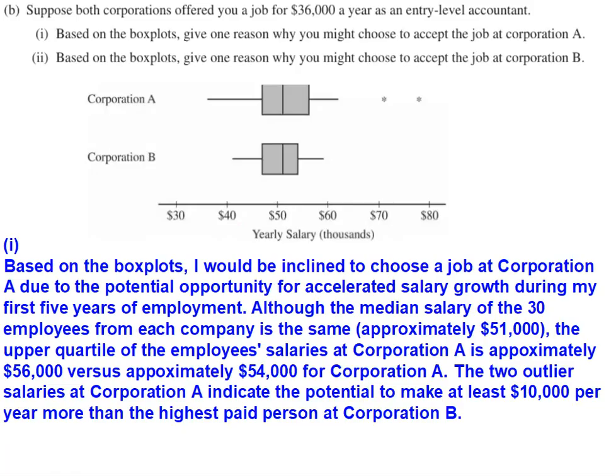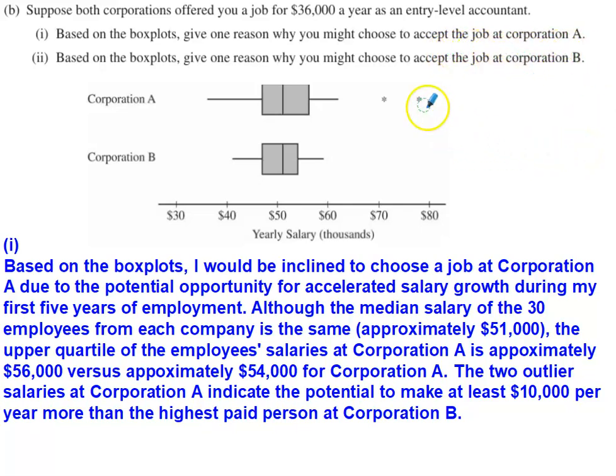Now in Part B, it says, suppose both corporations offered us a job at that 36,000 a year starting salary as an entry-level accountant. The first part of Part B says, based on the information you can get from the box plots, give one reason why you might choose to accept a job at Corporation A.